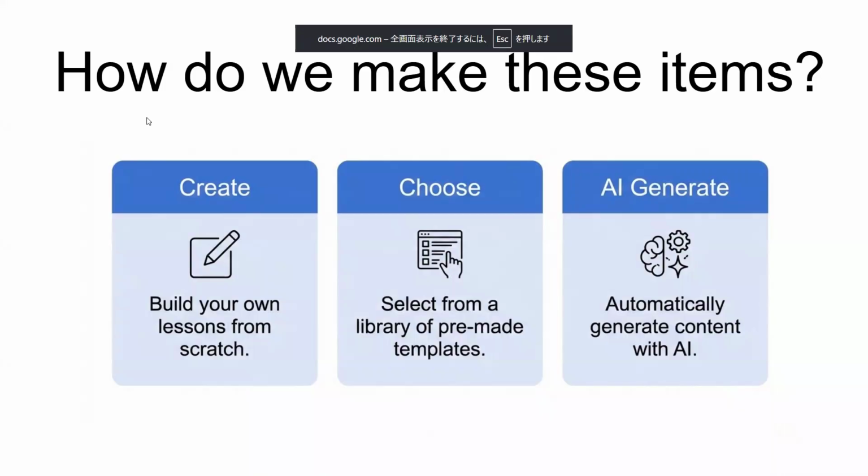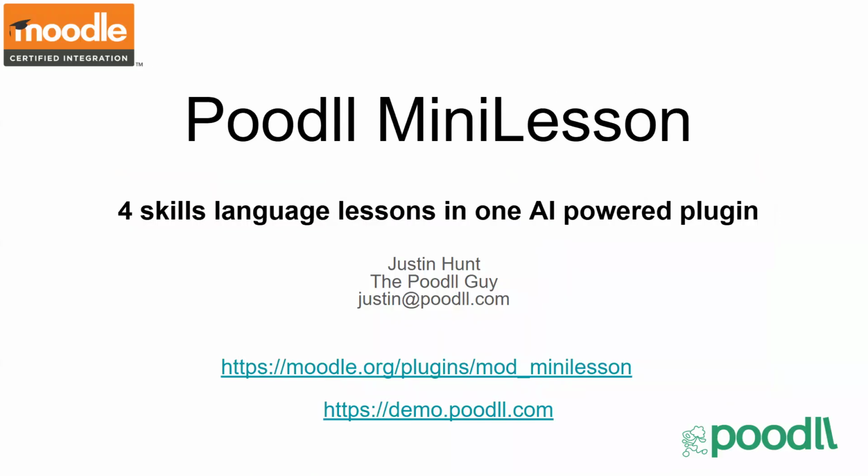So that is how we create the items, either from scratch, or from choosing from the library of pre-made templates, or generating them automatically using AI. So that's a quick introduction to Poodle MiniLesson, 4 skilled language lessons in one AI-powered plugin.